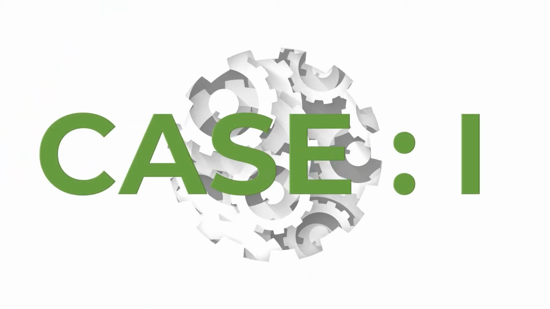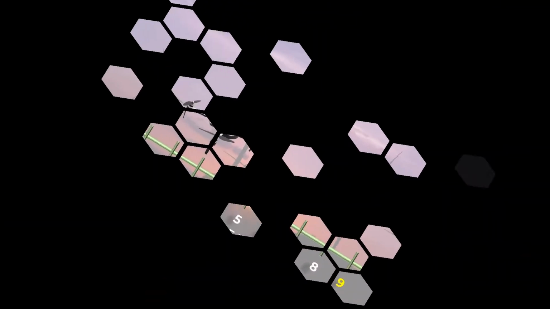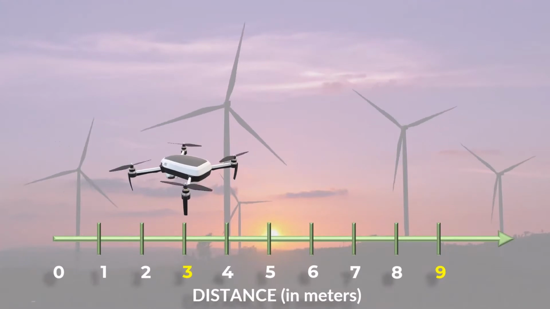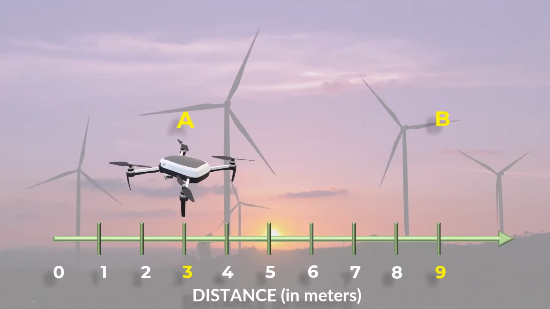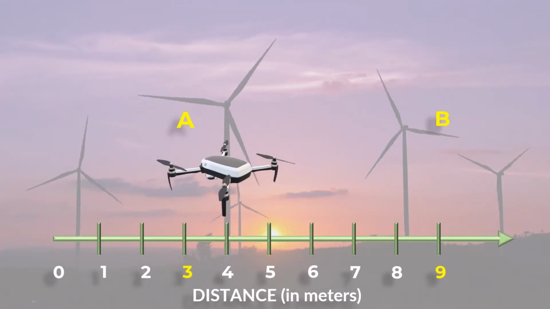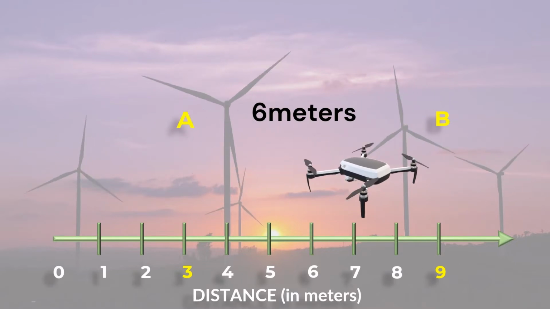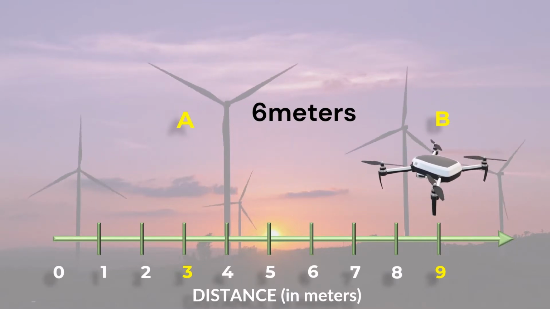Case 1. In this case, the drone is moving from any point A to point B. While traveling from point A to point B, it covers a distance of 6 meters.